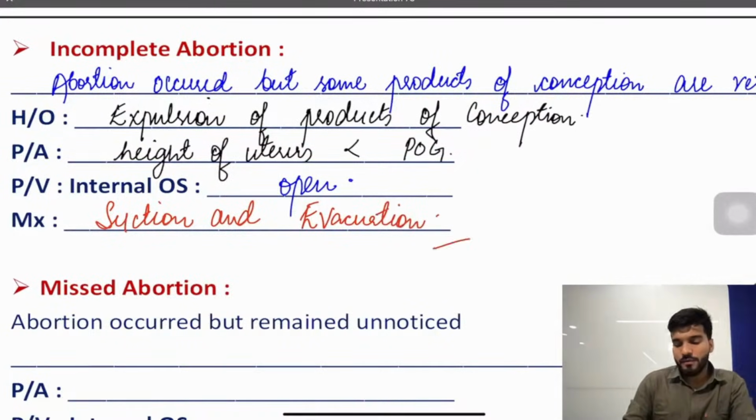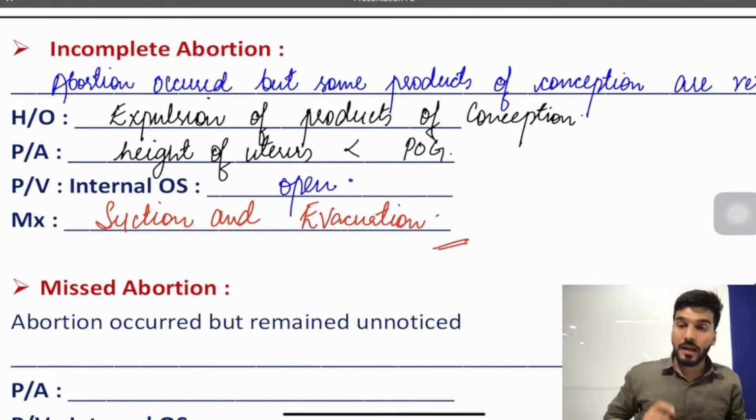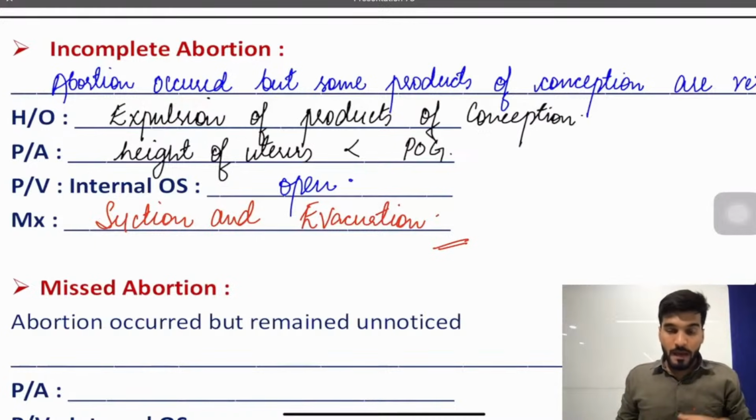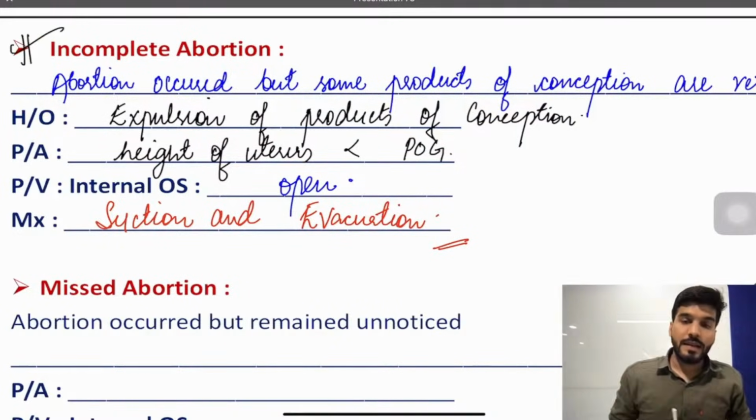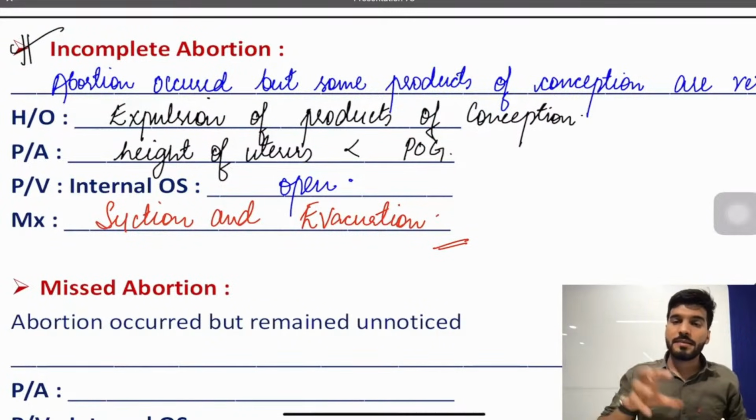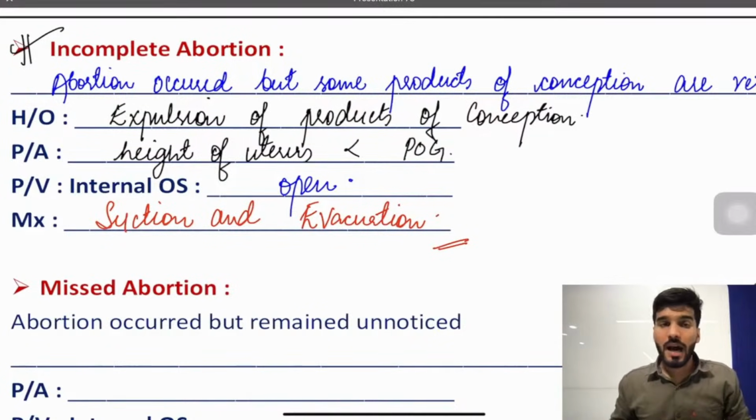Okay, a simple question will be asked that a female is coming to you with the complaints of pain abdomen and bleeding. Upon examination, the patient is giving the history of expulsion. Per abdominal examination, the size of the uterus is less than the period of gestation, os is open. What will be your diagnosis? The diagnosis is incomplete abortion. That means abortion has occurred, but some of the products of conception are still inside, they are retained.